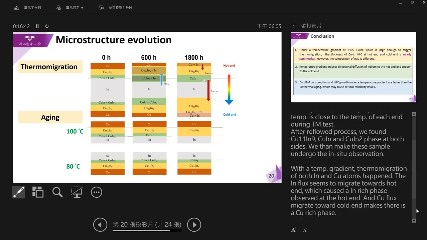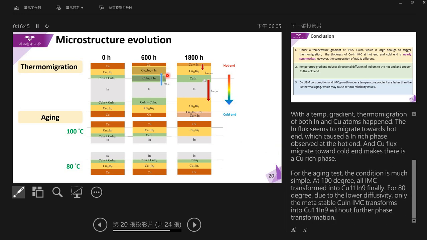With a temperature gradient, thermal migration of both indium and copper atoms happened. The indium flux seems to migrate toward the hot end and cause the indium-rich phase observed at the hot end, and the copper flux migrated toward the cold end, meaning there is a copper-rich phase. For the aging test, the case is much simpler. At 100 degrees, all IMC finally transforms into Cu11In9 phase. For 80 degrees, due to the low diffusivity, only the metastable CuIn phase transforms into Cu11In9 without further phase transformation.